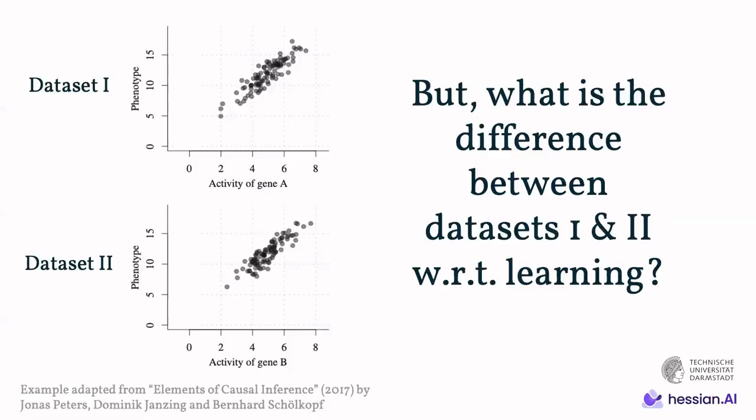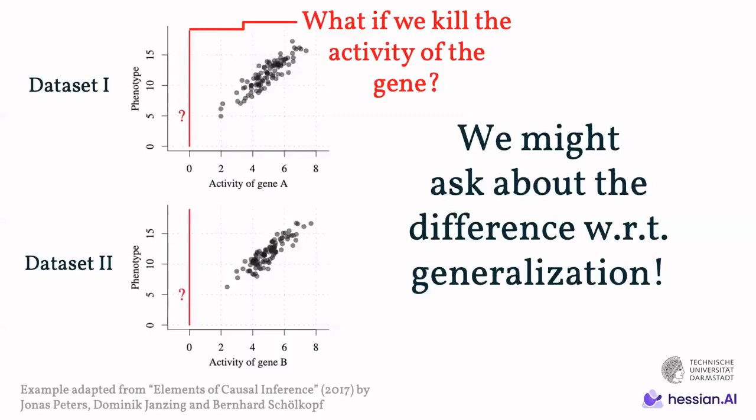Well, you would guess now that it has something to do with causality, but you would also probably think that these data sets look really similar, so you wouldn't expect any difference. So you're quite curious, I figure. Well, we will ask the following question now. It's a bit out of the ordinary, as it's also, in a sense, out of distribution. What if we kill the activity of the gene?